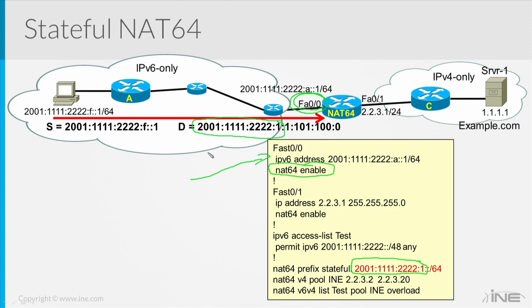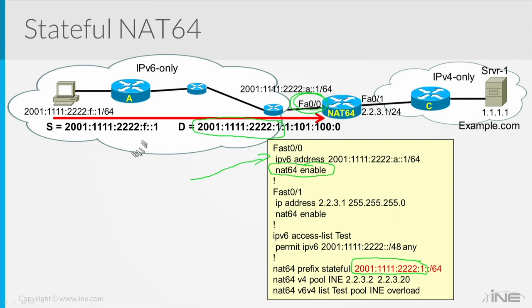Let's say it didn't match. What if the destination address was 2001:ABCD:FFFF:something? He'd say, well, it came in on a NAT64 enabled interface, but the destination address is not my stateful prefix, so I will just route this via normal IPv6 routing. He would just attempt to route it via his normal IPv6 routing table. In this case, though, we're okay. The destination actually is our specific NAT64 prefix.